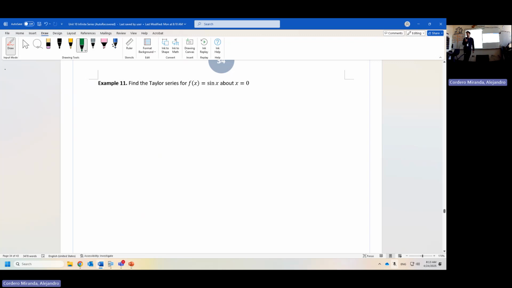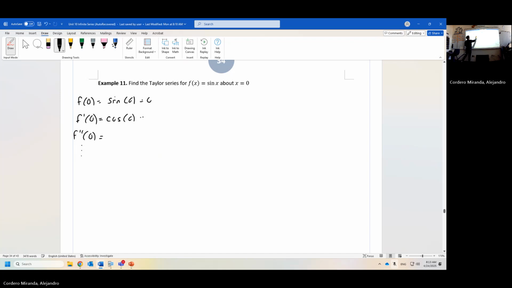Okay, watch this. If you did the same thing, f of 0, f prime of 0, f double prime of 0, etc., then you'd find a similar pattern. So let me not waste your time going through these. This would be sine of 0, 0, cosine of 0, 1, and so on.